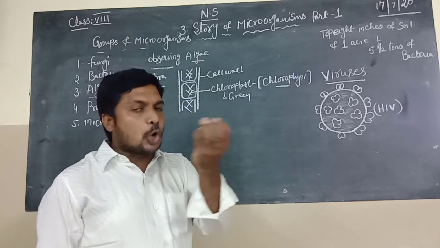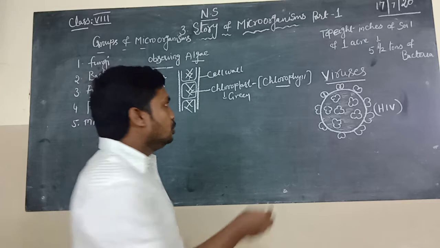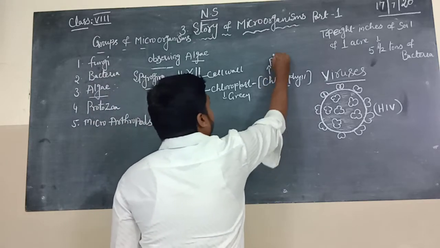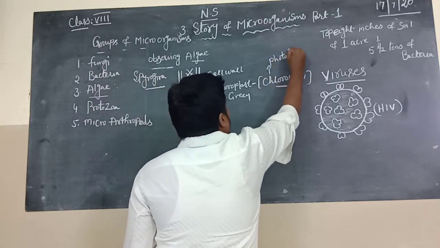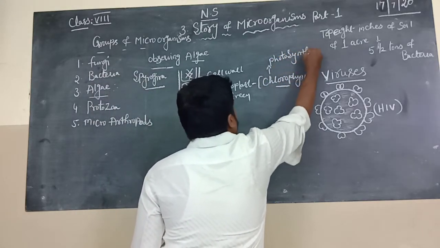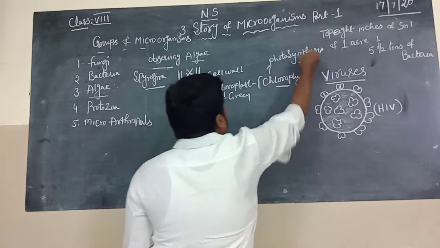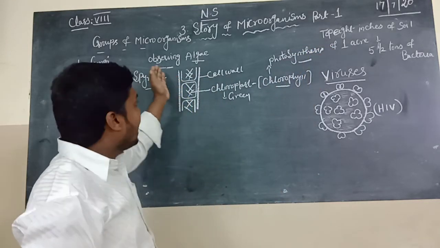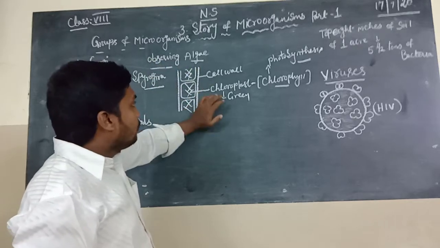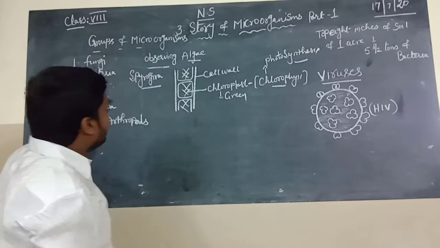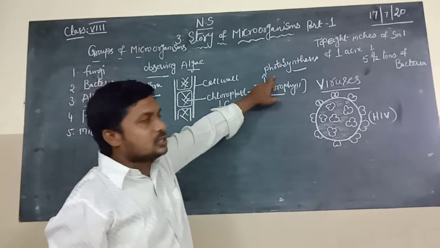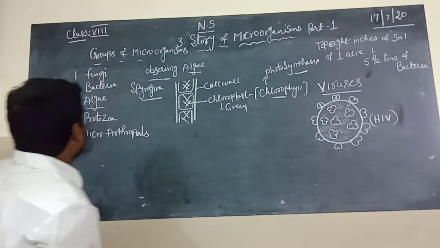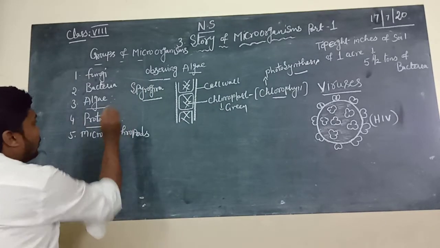They trap solar energy to perform photosynthesis. So algae belong to the plant kingdom. We can find chloroplast in it. They prepare their food in the process of photosynthesis. Next group of microorganisms, protozoa.